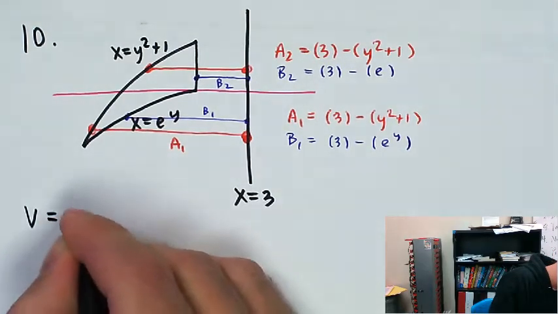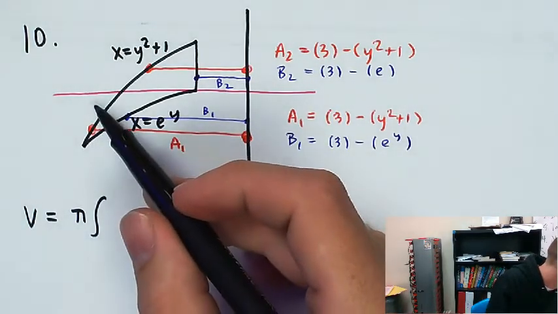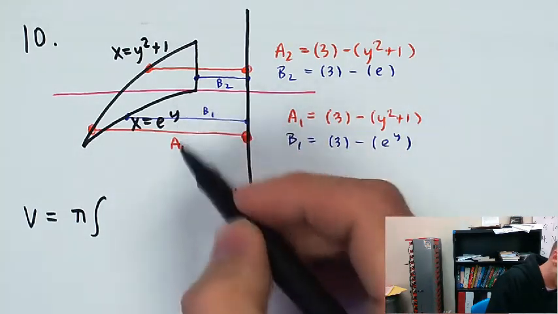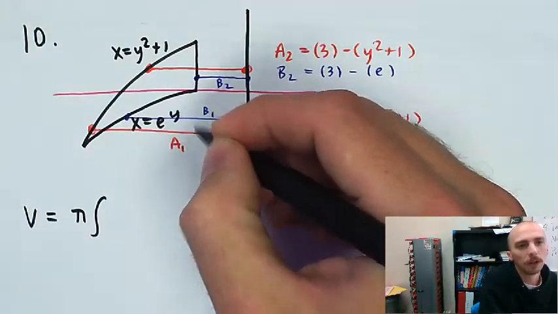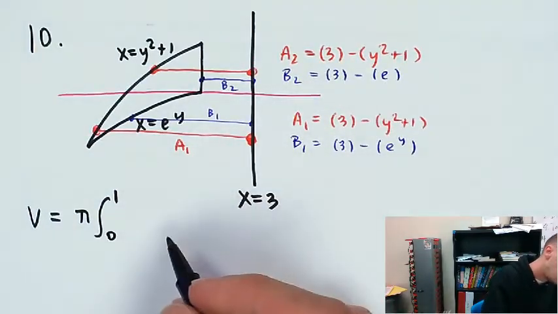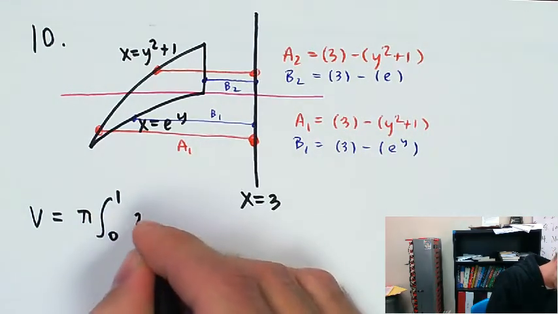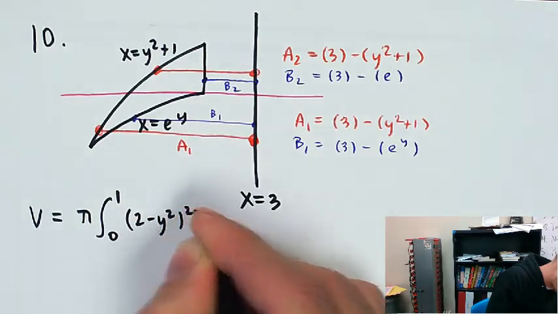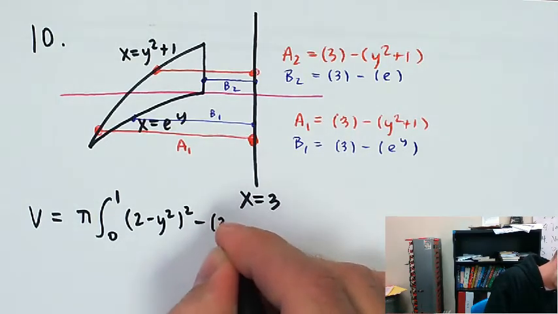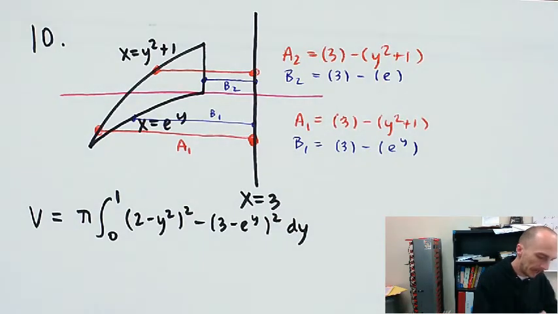So volume equals, y runs from 0 up to the y coordinate of the intersection. Well, that's x equals e to the y, and x equals e right here. Y equals the log of x, so that's going to be y equals 1. 0 to 1 of 3 minus 1 is 2 minus y squared minus small radius squared 3 minus e to the y squared dy.